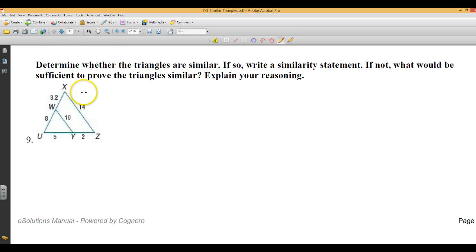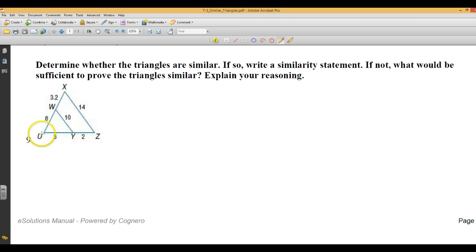Determine whether the triangles are similar. If so, write a similarity statement. If not, what would be sufficient to prove the triangles are similar, and explain your reasoning. So, based off the information that we have here, we have all of the side lengths, so we want to see if our corresponding sides are proportional.